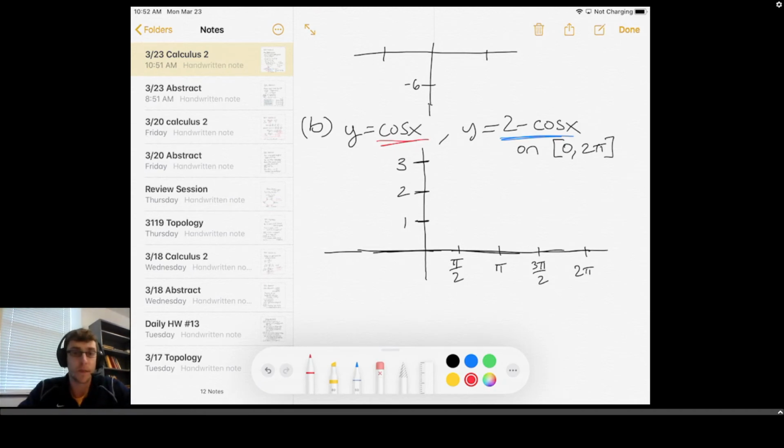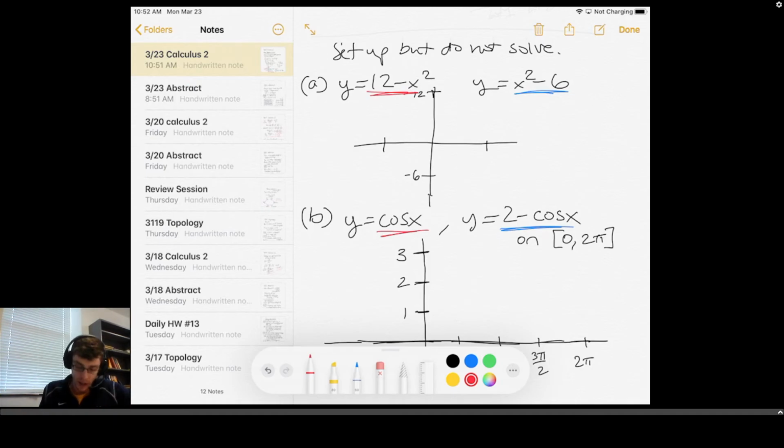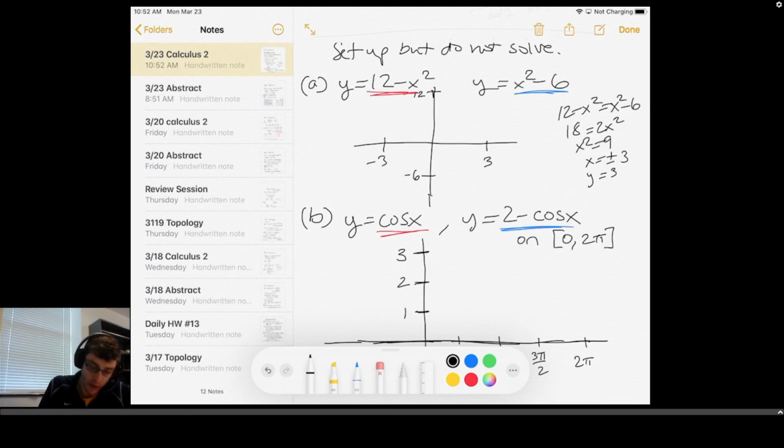Okay, so it sounds like we were on the right track. Let's go through these. From what I was hearing, these intersect at plus or minus 3. How do we get that? We get 2x squared equals 18, so x squared is 9, and thus x is plus or minus 3. These are my intersection points. And what's my y value there? You can plug it into either of them, and you'll see that y is 3.